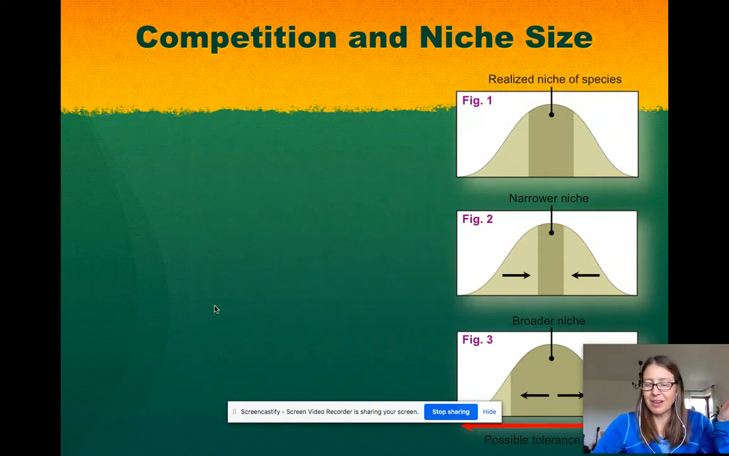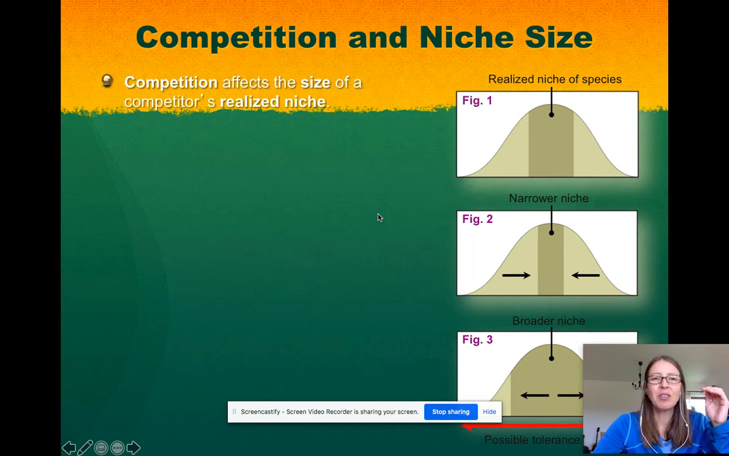One thing that is kind of nice to look at, we've looked at these zones of tolerance. This curve, rather than being a zone of tolerance, is just representing the fundamental niche, the larger curve. So where does the realized niche fit in based on different types of competition?